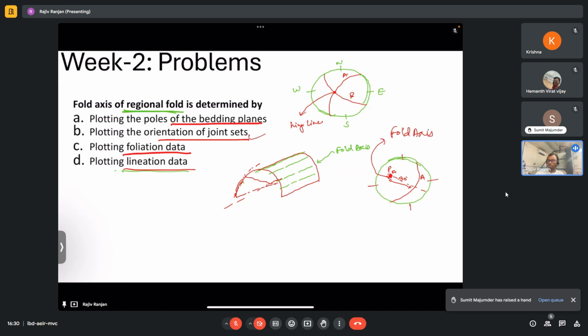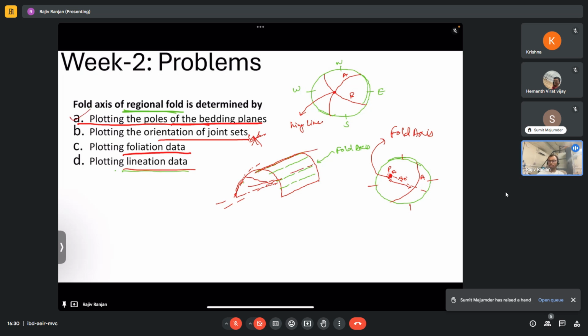Joints do not give you the axis. The regional fold will have slightly different orientations. But when you plot all these orientations of the bedding planes and then plot poles, or of course you can also simply plot the bedding planes, but since you don't have any such option here, when you plot the poles of the bedding planes, you will get the fold axis, which is this or this. So that is why option A is correct.